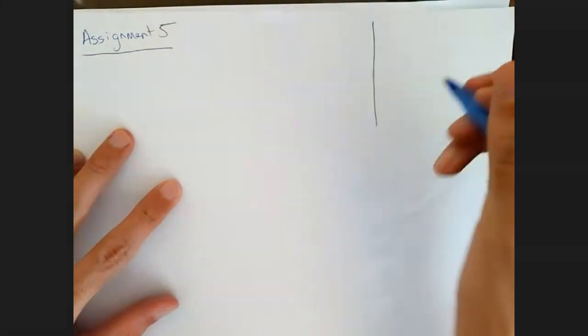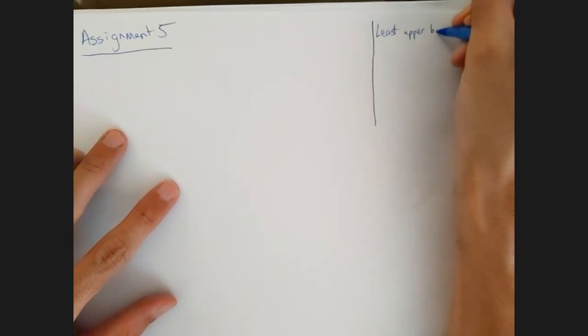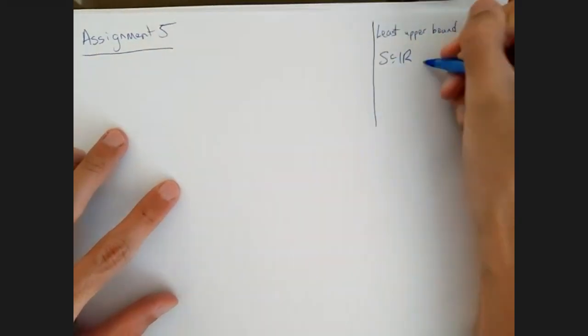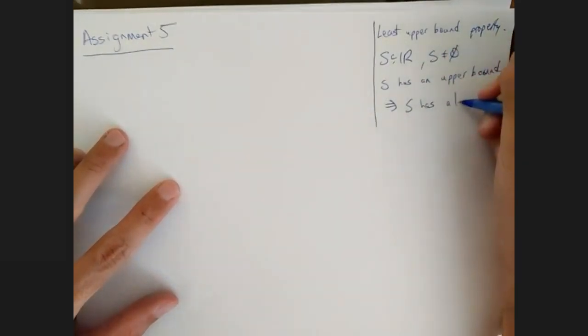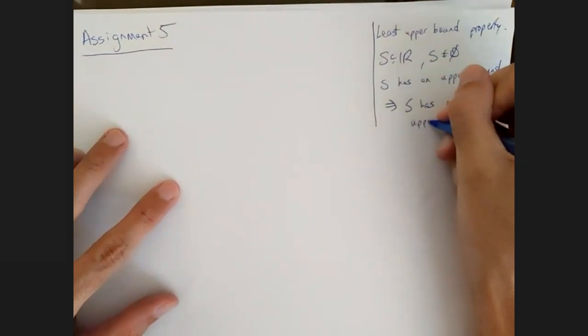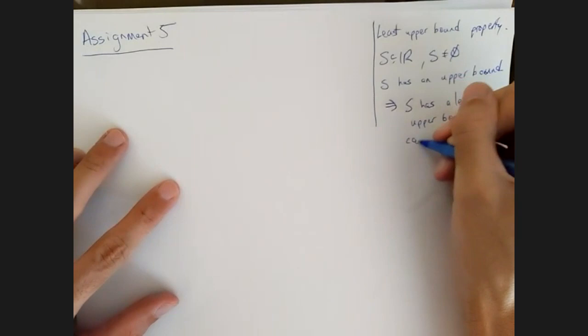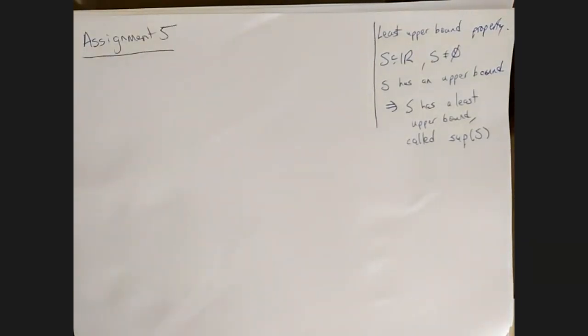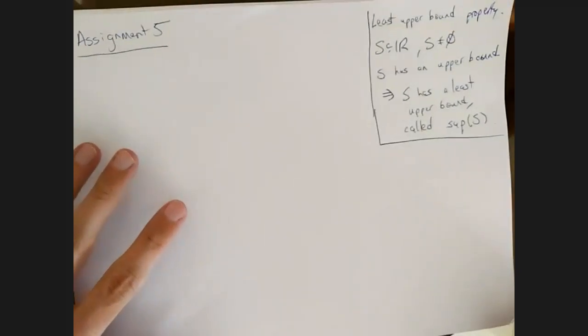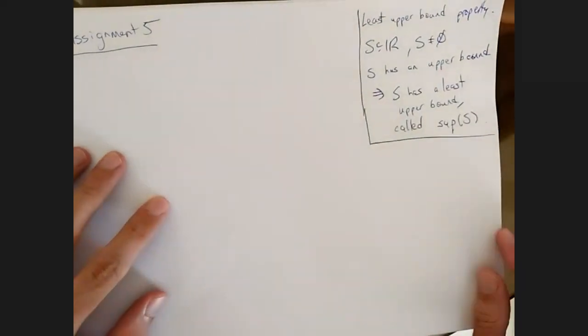So behind everything, we have this fact called the least upper bound property, which we proved. That if S is a subset of the real numbers, S is non-empty, and S has an upper bound, then under those conditions S has a least upper bound, and we call that the sup of S, for supremum. So that's hiding behind everything, why we can do this.